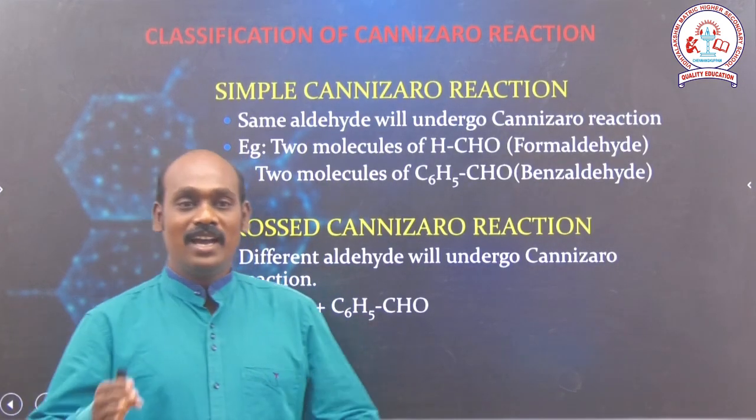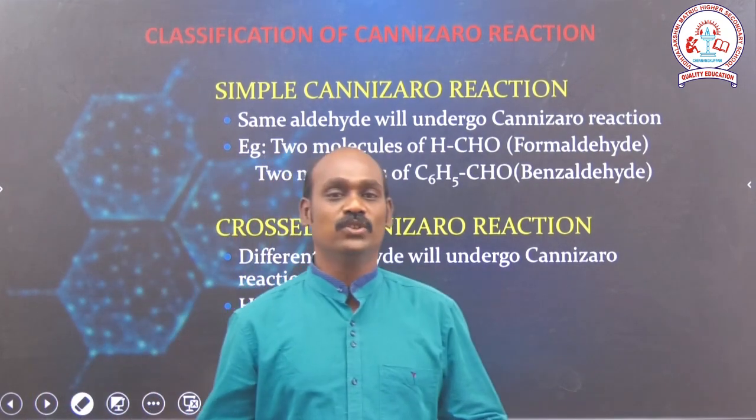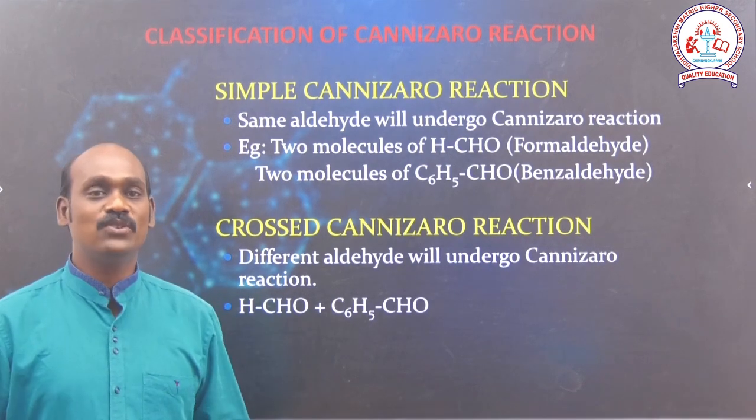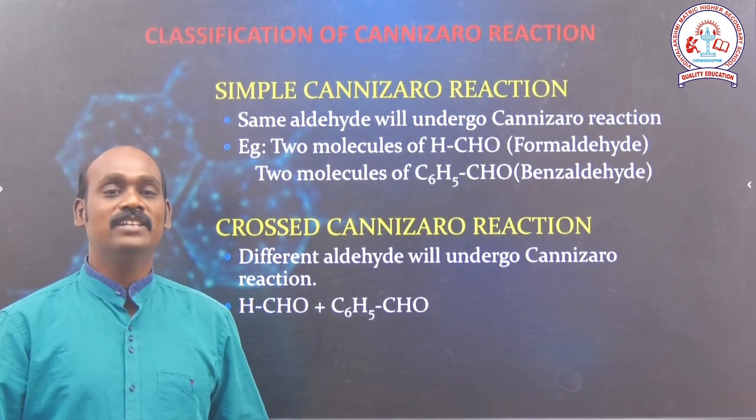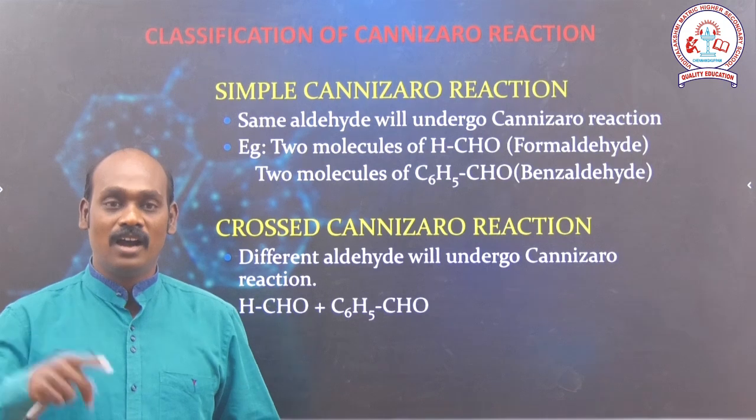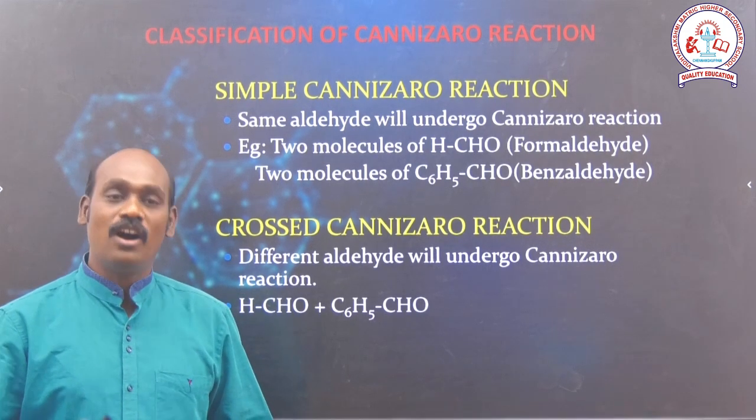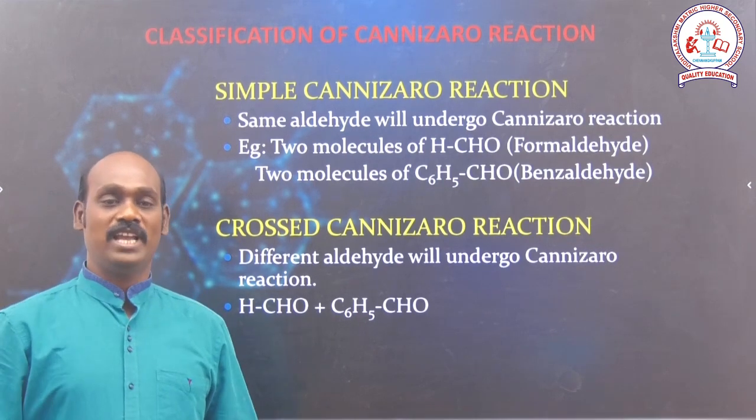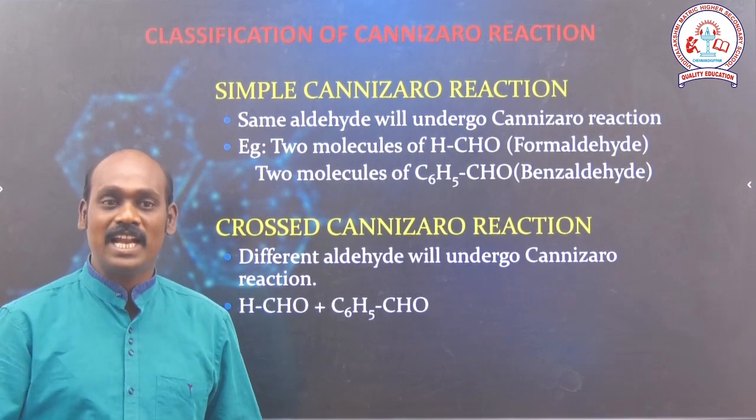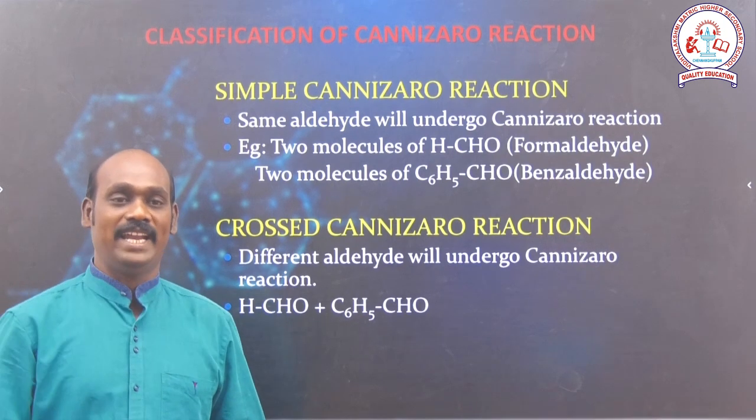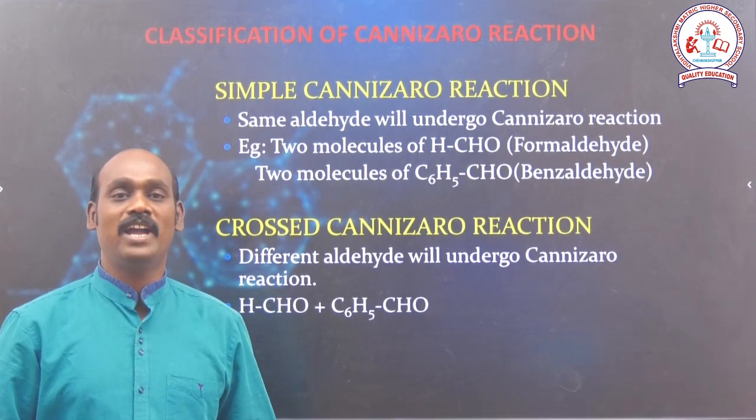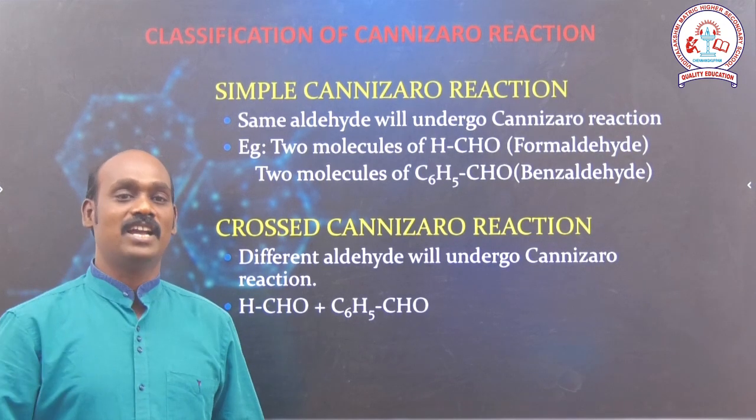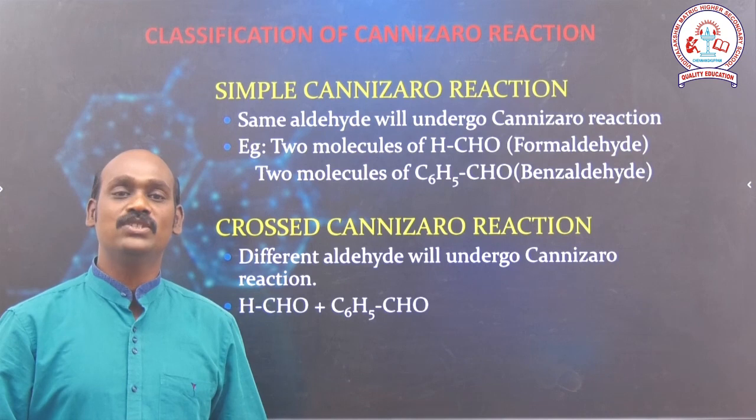Now, Cannizzaro reactions may be classified into two types. One is the simple Cannizzaro reaction. So what is the simple Cannizzaro reaction? The same aldehyde not containing alpha hydrogen undergoing the Cannizzaro reaction is called a simple Cannizzaro reaction. That means two molecules of the same aldehyde not containing alpha hydrogen undergo self-oxidation and reduction.